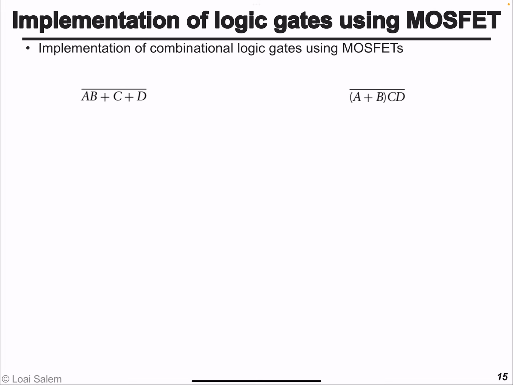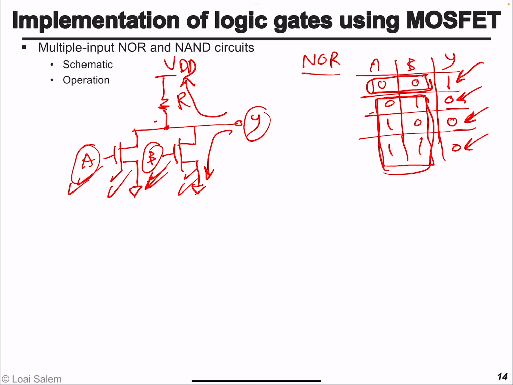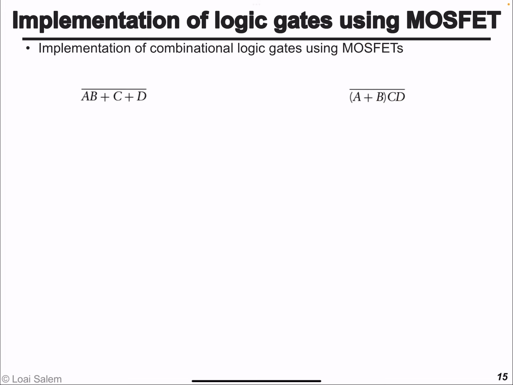All right, let's take now what I want you to remember. To perform NAND, you connect transistors in series. For NOR, you connect transistors in parallel. So if we have this function and we want to implement it using transistors, well, it's very simple. We have A ANDed with B, so we connect 2 transistors in series, A, B.